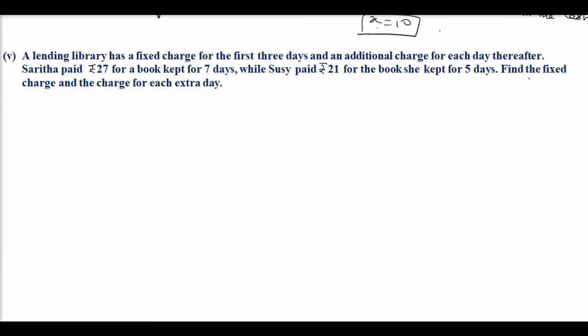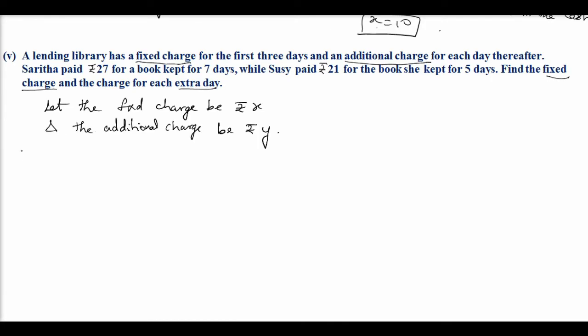So here you have a lending library, and this is like the taxi problem that we discussed in our previous exercise. Alright, so the same procedure here. So the lending library has two charges, namely the fixed charge and the additional charge. The fixed charge is for the first 3 days. So the problem is to find the fixed charge and extra charge, isn't it? So let's assume that the fixed charge be rupees X and the additional charge be rupees Y.